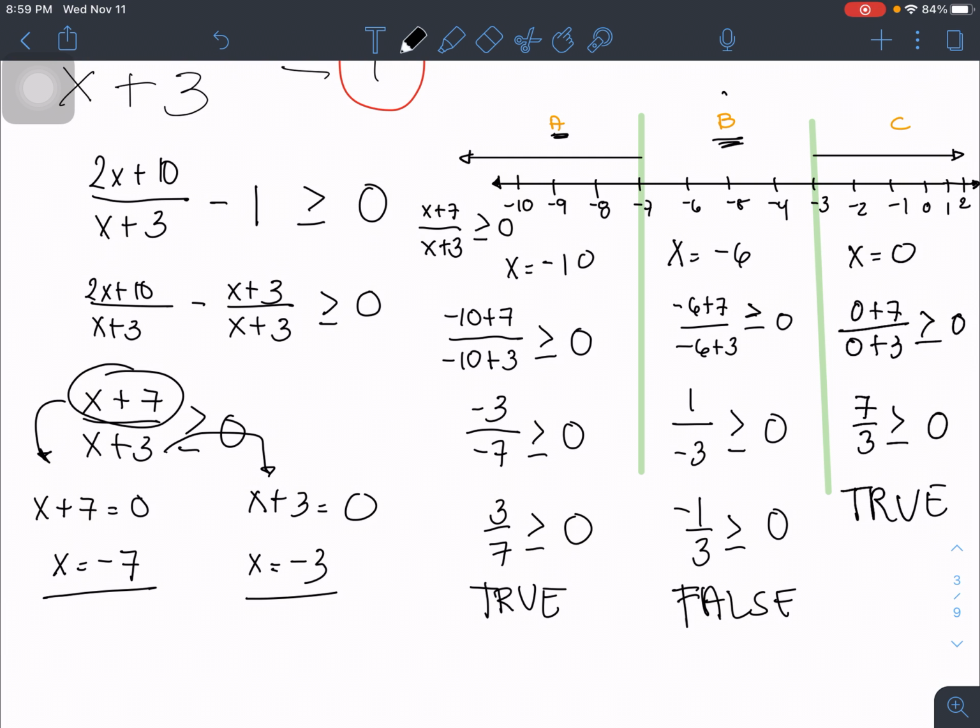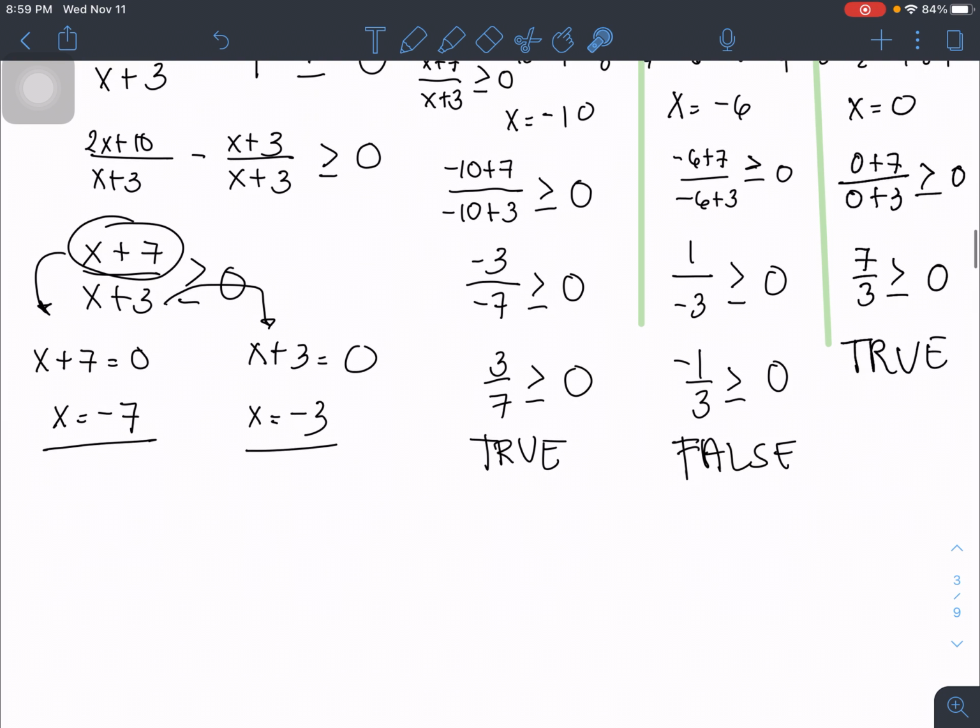Okay? So one problem here is negative 7. So we place a boundary at negative 7 and also a boundary at negative 3. So will negative 7 or negative 3 be included in the interval of values of x? So let's test it out.